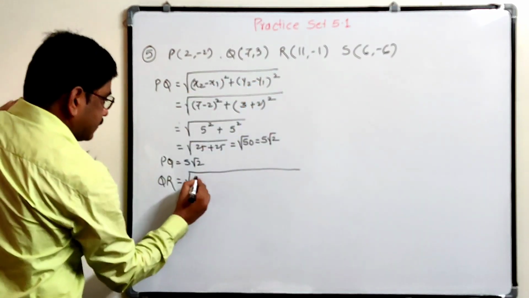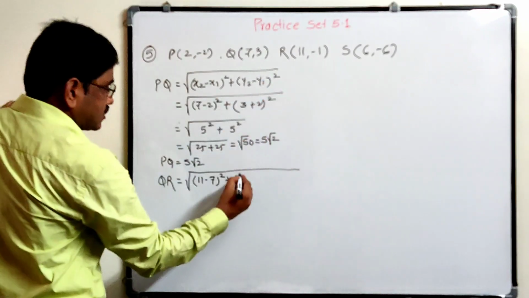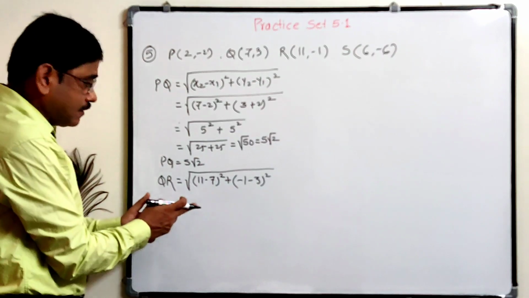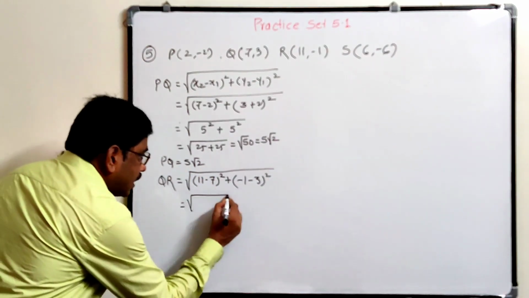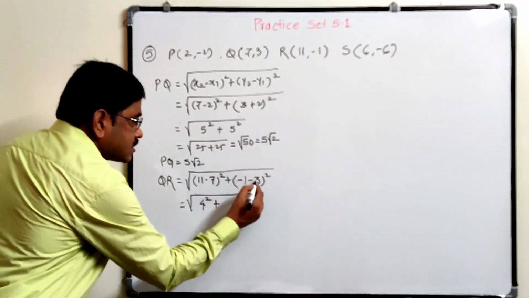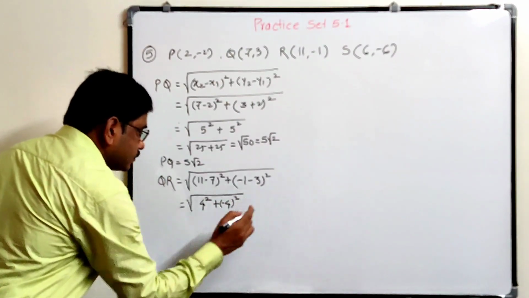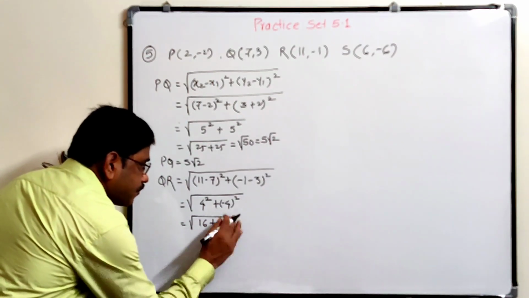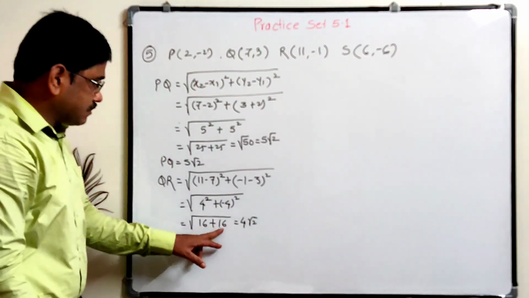11 minus 7 bracket square plus y2 means minus 1 minus 3 bracket square. First write the formula here and then substitute the value. So here root of 11 minus 7 is 4 square plus minus 1 minus 3 again minus 4 square. So 4 square is 16 plus 16, that is 4 root 2. How? 16 plus 16, 32.